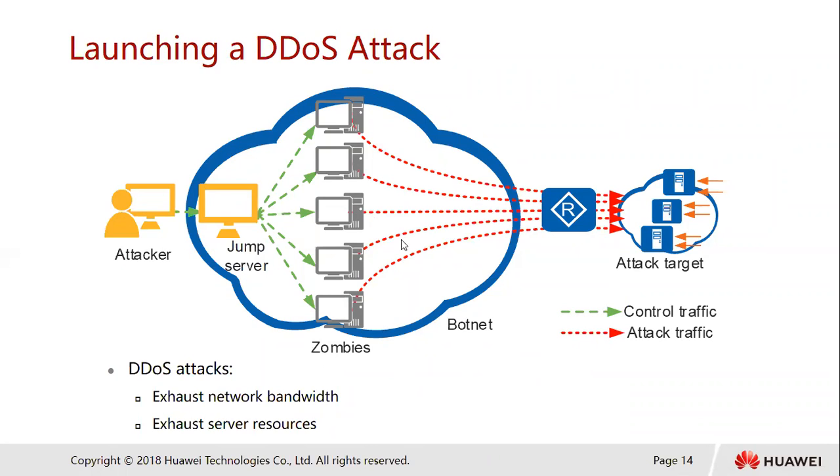So they are programmed in such a way as to send a large amount of traffic to a target, this network here. So they are going to exhaust, as you can see here, network bandwidth. They are going to exhaust server resources. What are server resources? The CPU, the processor, as well as the RAM, which is the memory.